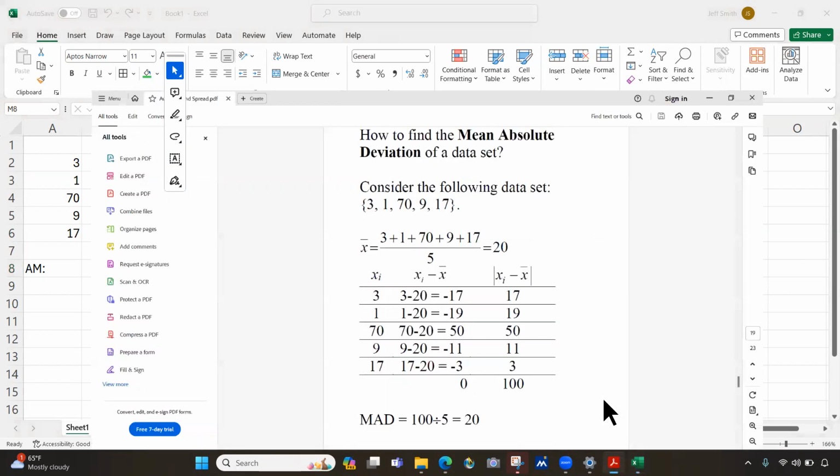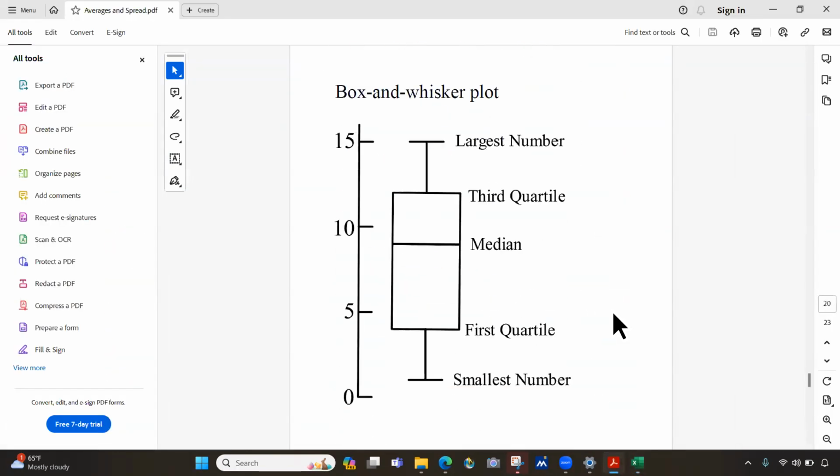Let's see what else we have. We're going to see box and whisker plots in this chapter. This is what it looks like. Sometimes you're going to see a horizontal picture, but it's really the same. So let's talk about the box and whisker plot. The box is the middle portion and the whiskers are the two endpoints. This is how it's done.